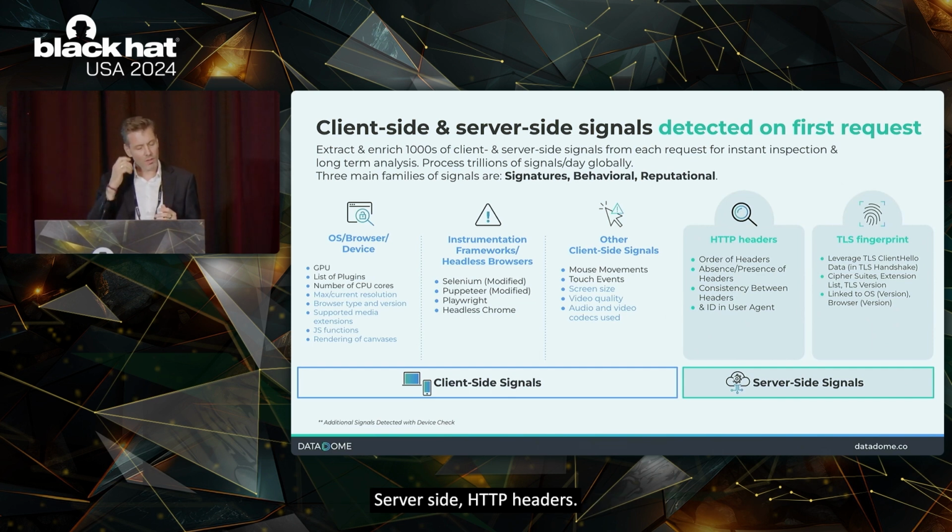Server-side, HTTP headers: make sure there are no anomalies and that they are consistent. It's important to collect all the HTTP headers. And finally, the TLS fingerprint, still, it has to be done because sometimes bots miss it.